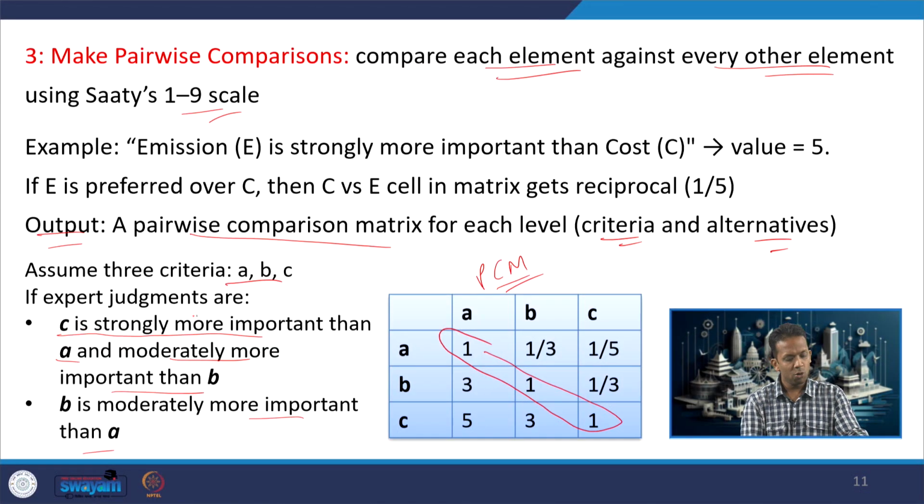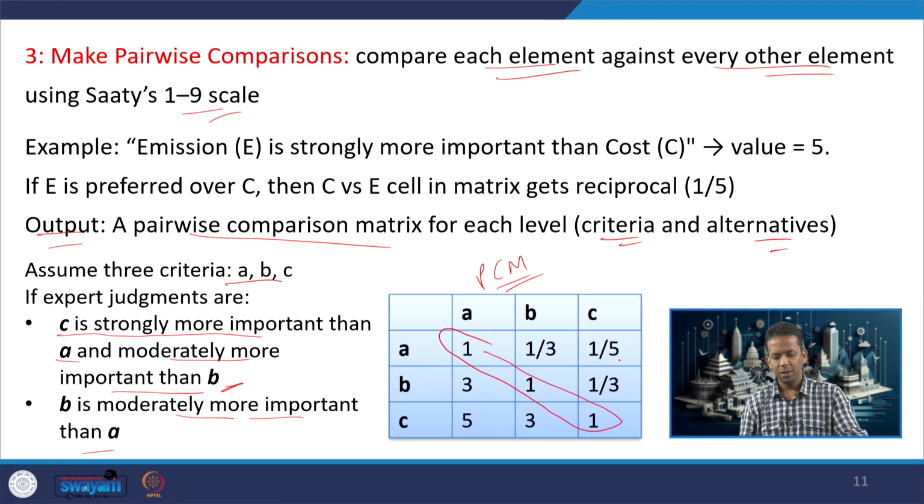Now, the data says C is strongly more important than A. So, if A is 1, C is 5. It's very strongly important, more important than A, and moderately more important than B. So B is 3. We don't know whether B would be 3 or not, but we know that it would be something less than 5, because C is going to be more important than B, and there is no relation between B and A up to this point. But here it says B is moderately more important than A, which means we can assume B as a 3. So 1, 3, 5, these are the numbers.